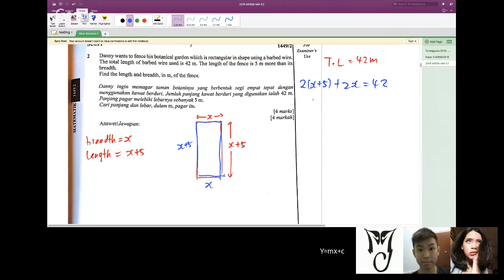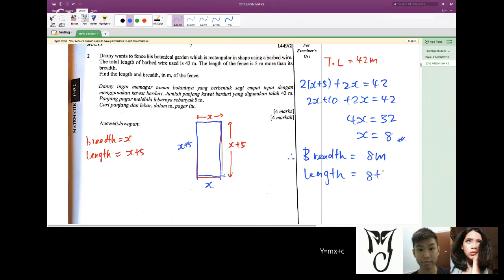So therefore, I should have 2x plus 10 plus 2x equals 42. Then I have 4x equals 42 minus 10, which is 32. x is just equal to 8. That means if your breadth is 8 meters, then your length will be 13 meters, because it is just plus 5. So therefore, I know my breadth is equal to 8 meters, and my length is equal to 8 plus 5 meters.